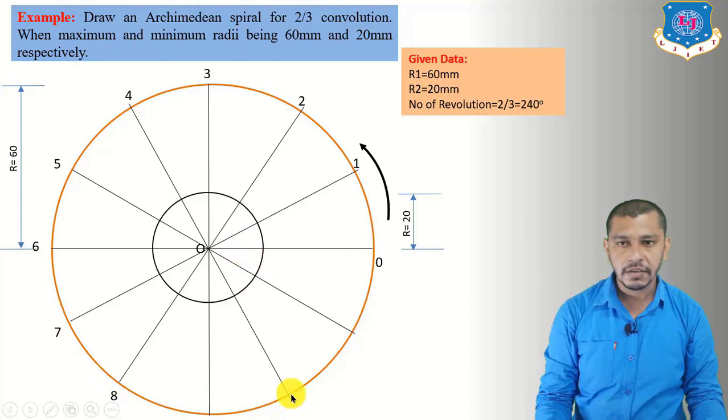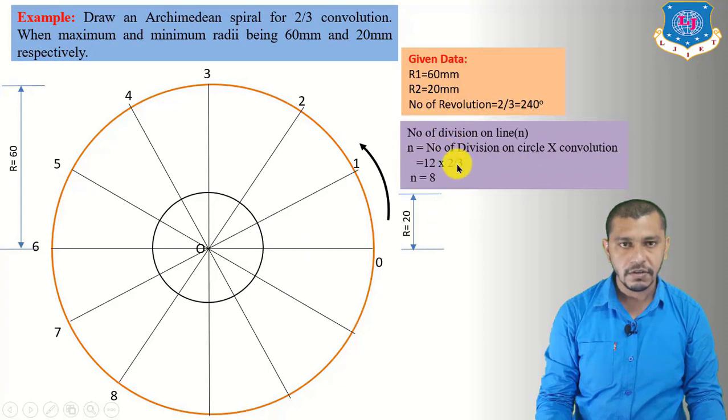Now after giving the numbering on the circle, we have to divide the length between two circles into equal number of divisions. Now what will be the number of divisions? For that, let us see this equation. So number of divisions on this line will be number of divisions on the circle into convolutions. So right now the number of divisions on the circle is 12, into convolution is 2/3. So the answer will be 8. So now we have to divide this length from this point to this point into 8 equal divisions. So divide this line into 8 equal divisions.